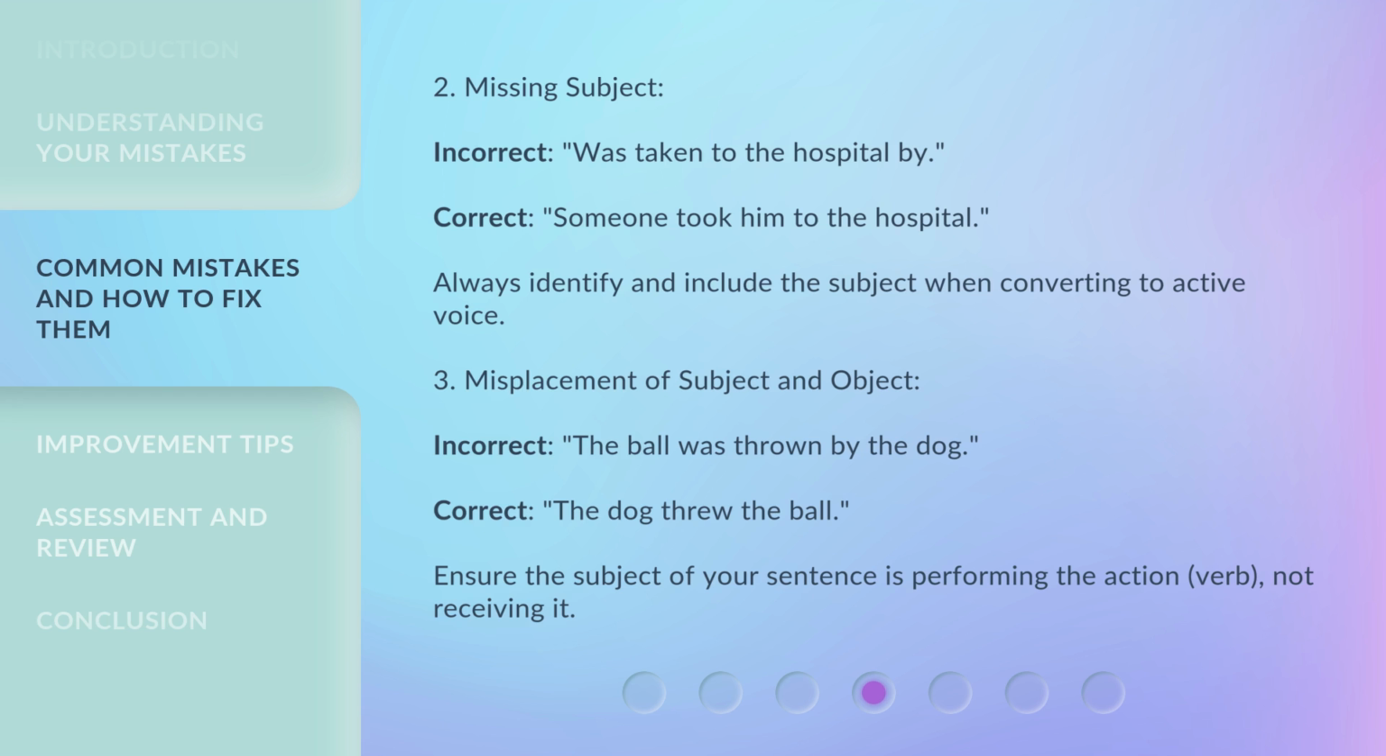3. Misplacement of subject and object. Incorrect: The ball was thrown by the dog. Correct: The dog threw the ball. Ensure the subject of your sentence is performing the action, the verb, not receiving it.